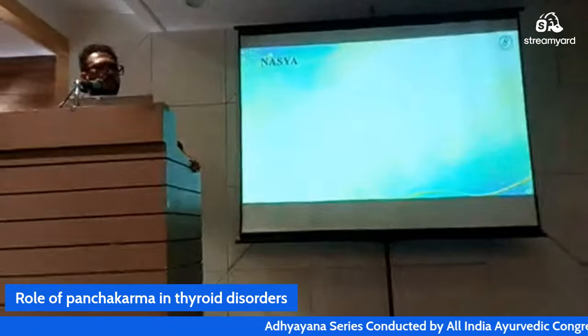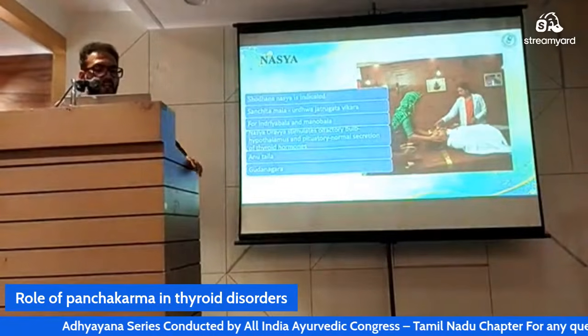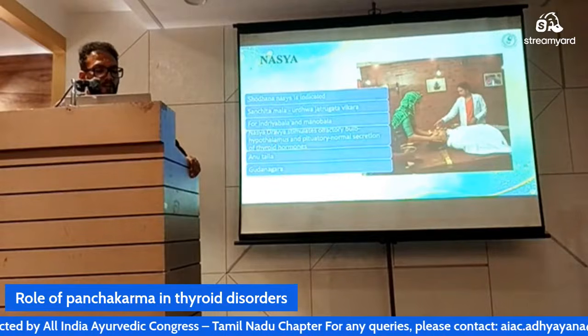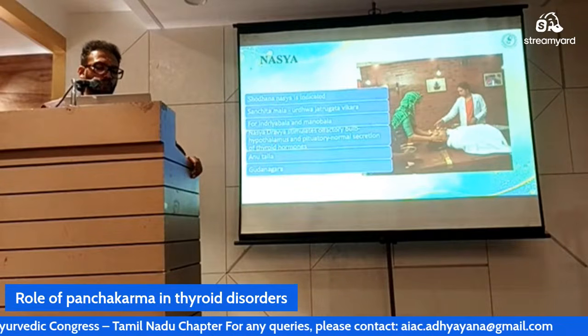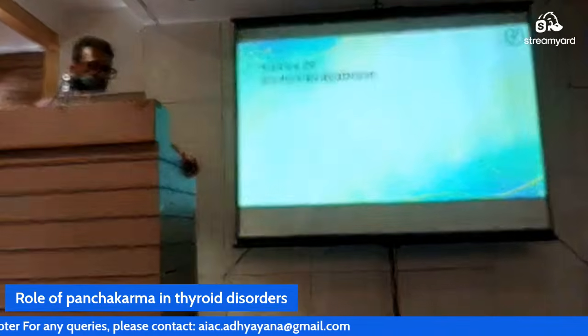So usually during discharge we go for Pratimarsha Nasya Karma. Nasya Karma is mainly indicated where there is Sanchita Mala in the Urdhva Trigata Vikara, for Indriya Bala and Mano Bala. Some of the commonly used medicines are Anutaila and Gudanagara Nasya, which is Avapida Nasya.